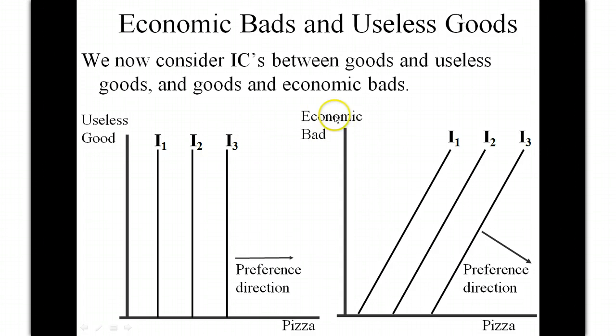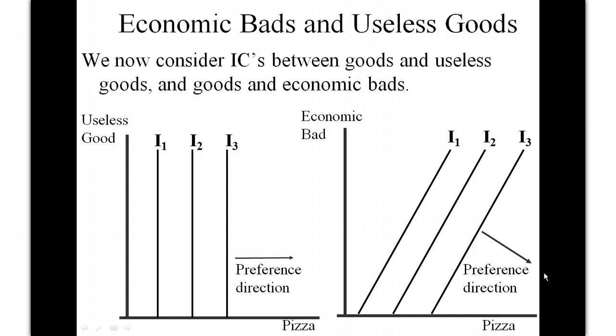And then there are economic bads, goods which offer disutility, which we'd like to have less of. So it could be something like pollution, etc. So goods which actually, if there's more of them, they decrease utility. So with the economic bad, we want to get as far away from that as possible. So the preference direction is away from the economic bad, a reduction in that quantity, but it's still an increase in the quantity of the economic good. So the preference direction is down and to the right.